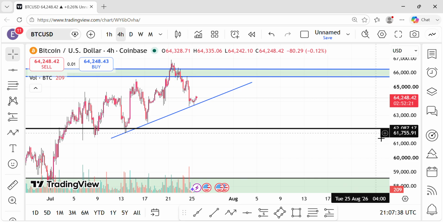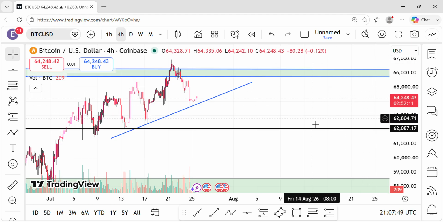So no need to rush. You just wait for this market to get ripe before you can jump in.